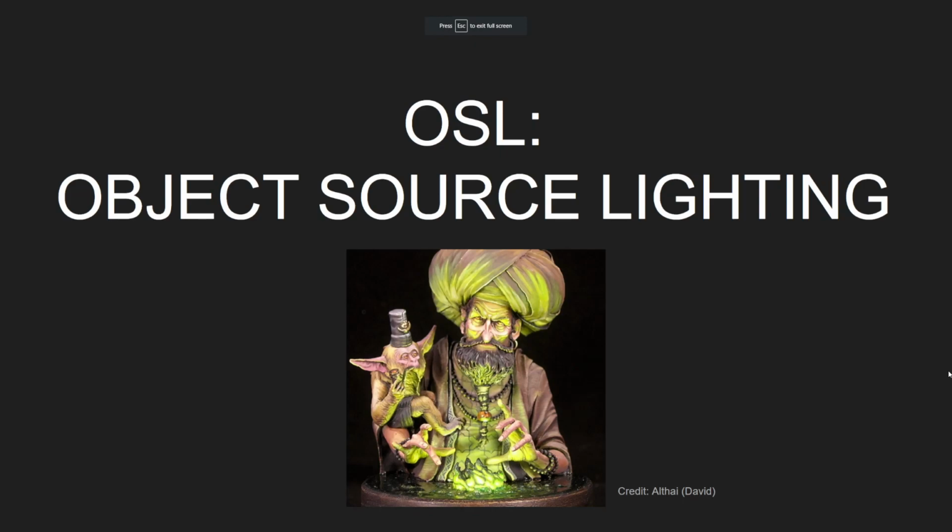All right, guys, so today we're going to talk about OSL, or object source lighting. Basically, just painting something, either on the miniature, and it doesn't even have to be on the miniature, but painting something so that we look like we're getting glowing light, right? That's what we're after here.